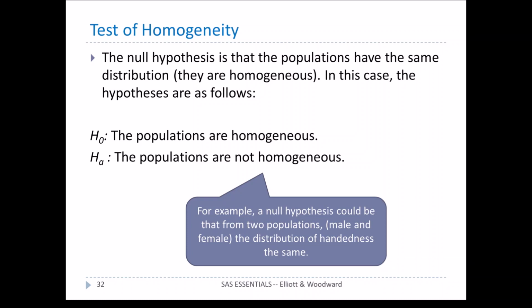However, let's look at a test of homogeneity. In this case, we're looking to see if within a population, does it have the same distribution? So the null is the populations are homogeneous, or they're not. Now in this case, for instance, let's look at two populations, male and female, versus left-handedness. Maybe what we're interested in is knowing whether or not the distribution of handedness is the same in males and females, as opposed to whether or not in the previous example there was any association at all.